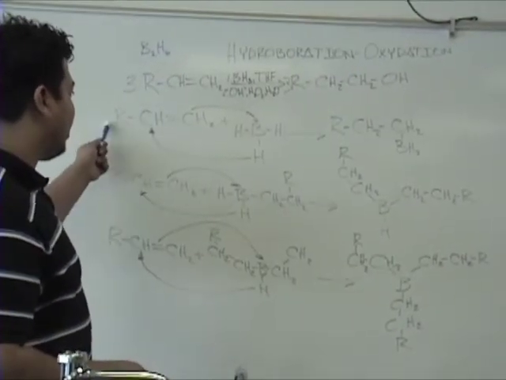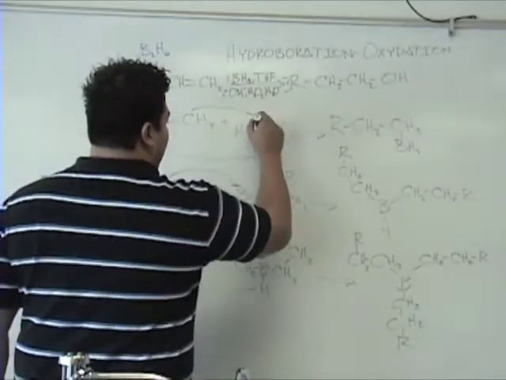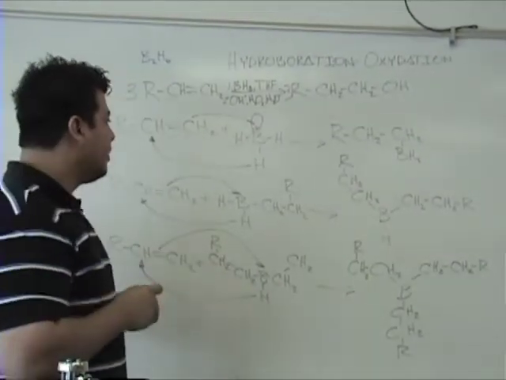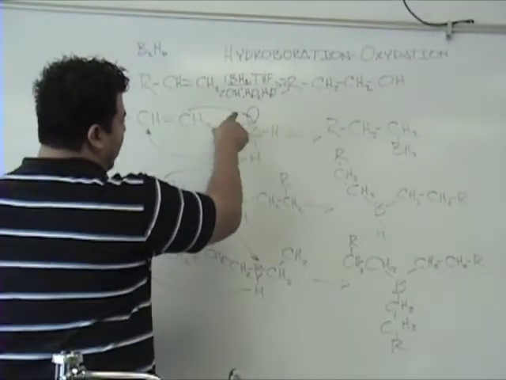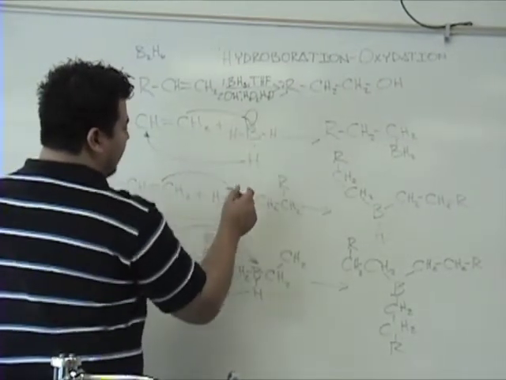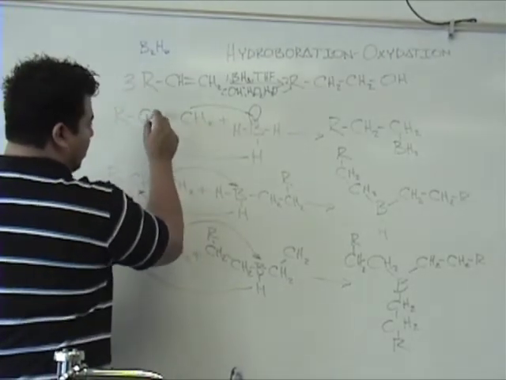So we have our alkene right here, and we have BH3. BH3 has an empty orbital, and it's going to serve as an electrophile. So the double bond is going to attack it. It's going to attack the empty orbital right here, and the hydride is going to go to this carbon right here.